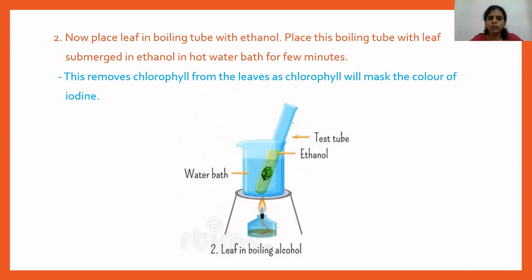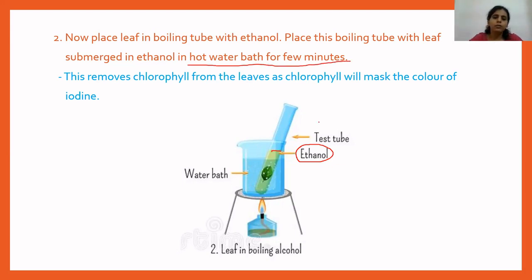test tube, or you can take a boiling tube. In the boiling tube, place this leaf which was boiled in water, and after placing the leaf inside the test tube, cover the leaf with ethanol. Ethanol is actually a type of laboratory alcohol. After you cover the leaf with ethanol in the test tube, place this test tube in a boiling water or hot water bath for a few minutes.